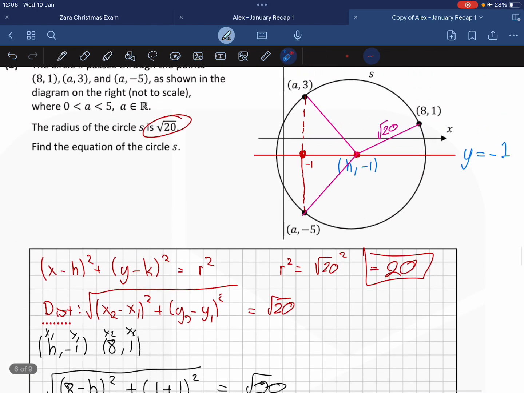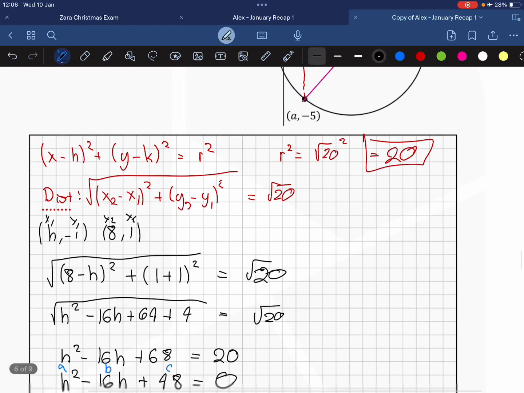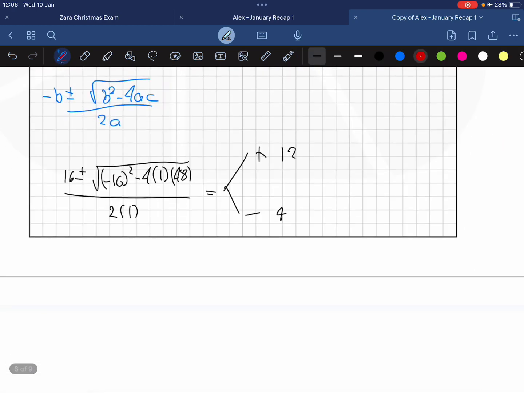So we're going to look back up the question, and it says that A has to be between 0 and 5. 12 obviously is not between 0 and 5. So we can forget about this. So we know that this has to be our point there. So therefore, the equation of the circle is going to be using that.